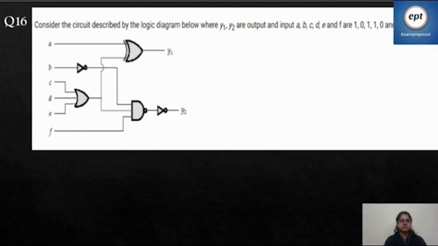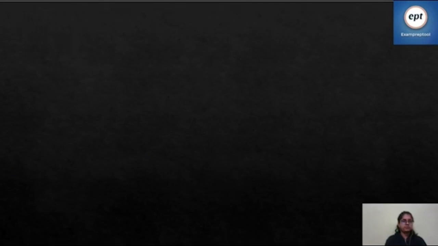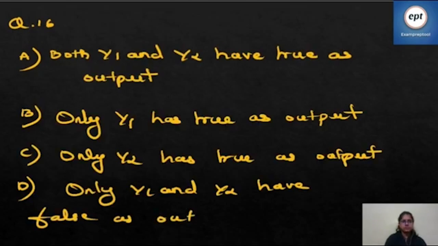Okay, so this is the question which is given. Now let's see the options for this. The option A is both y1 and y2. Let's see the options on the next page. I am writing the options for the previous question, which is the 16th. So these are the options for question number 16. Let's read the question now.